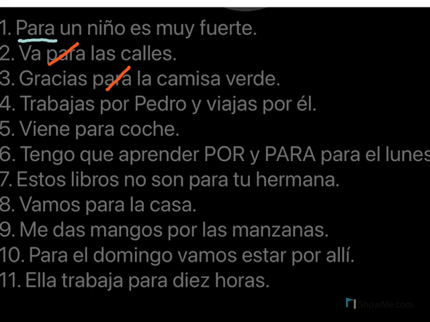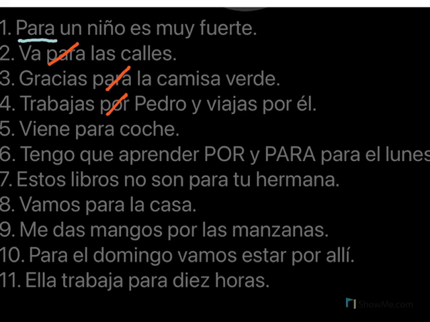The next one is trabajas por Pedro y viajas por él. Alright, so the number 1, you see, trabajas por Pedro. You work for Pedro. Por is not wrong, but it means you work instead of Pedro. But in this case, both are correct, but most likely, most logical is that you work for Pedro. He's your employer. And in this case, it would be trabajas para Pedro. And that is wrong. Y viajas por él, and you travel for him. You travel because of him. And in this case, por is correct.